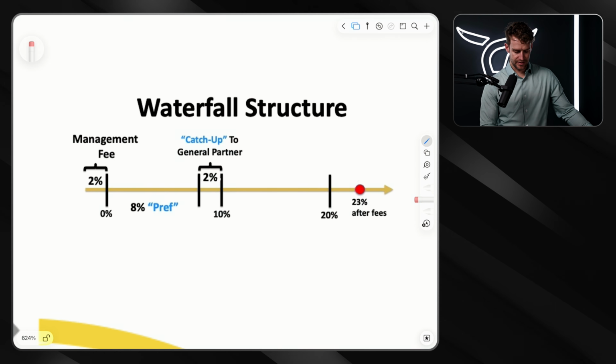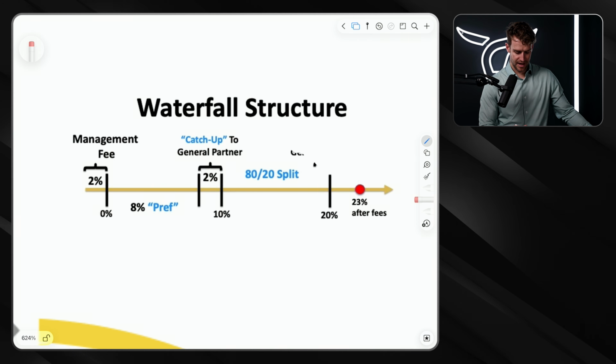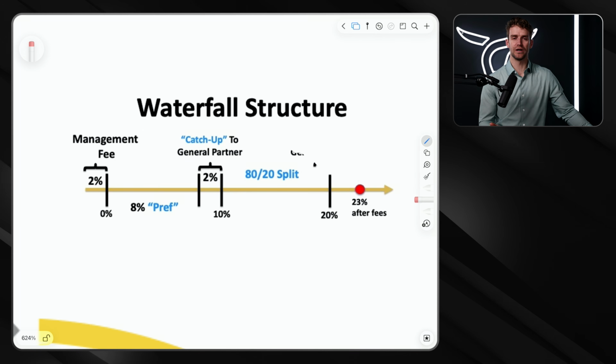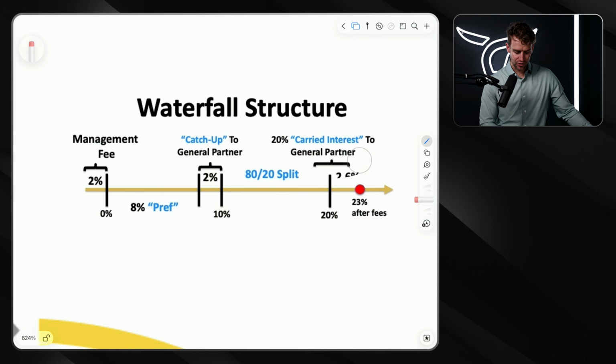Now, what happens beyond this is we usually split 80-20 after this hurdle rate has been met. That would be 80% to the investors, 20% to the fund managers, you can see here. So if I summarize, this is what's called carried interest.